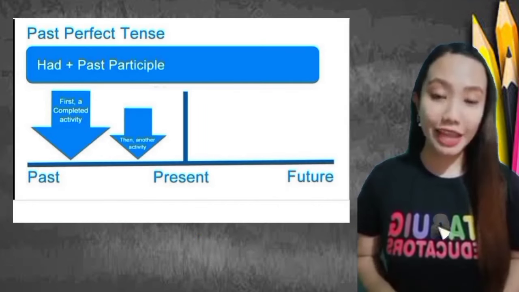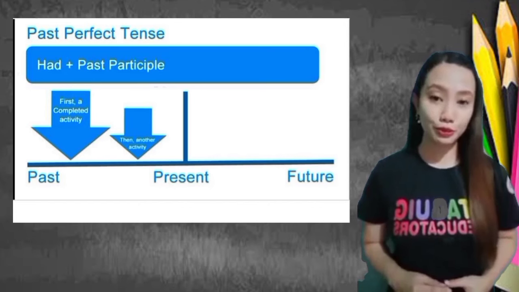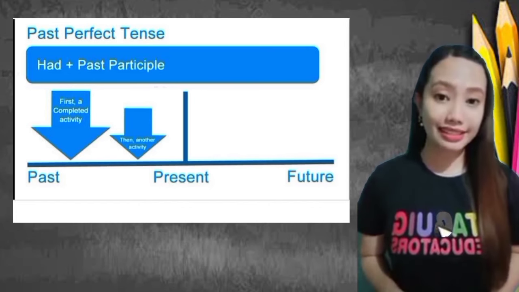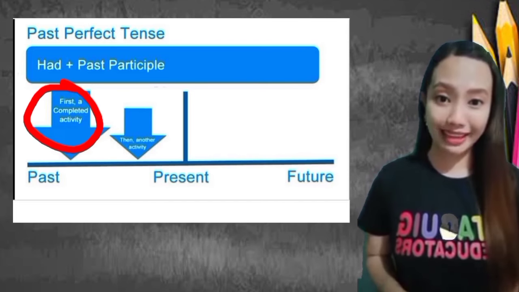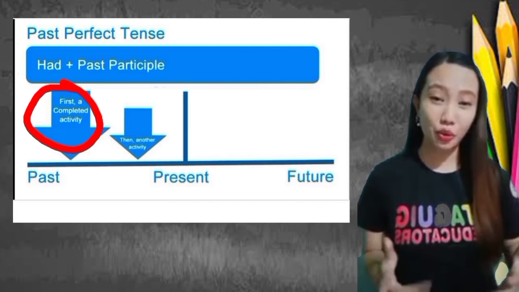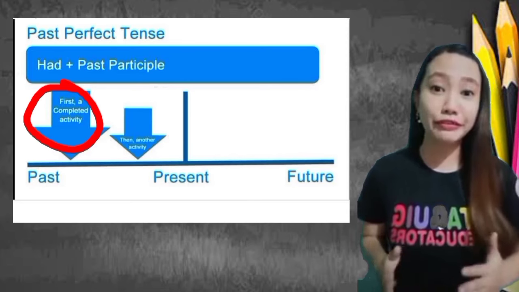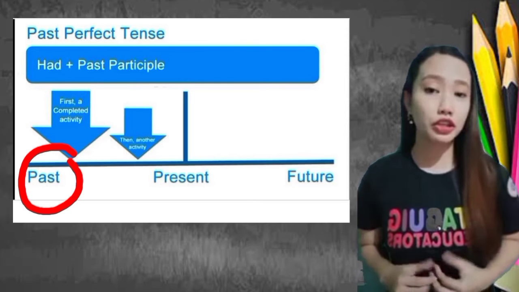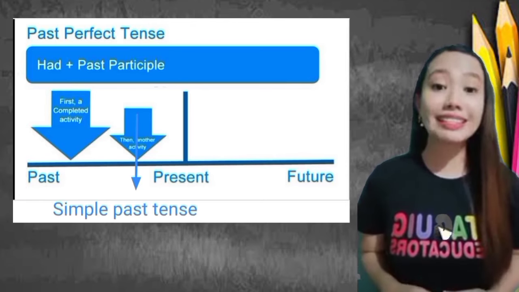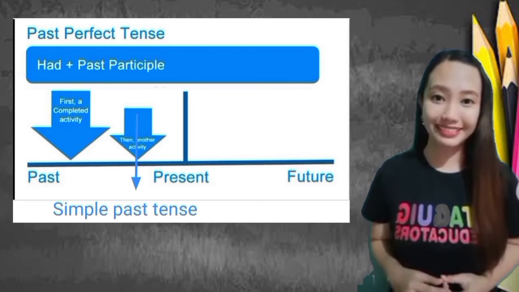Simple past tense and past perfect tense are both used to talk about things that happened in the past. However, we use the past perfect tense to talk about an action or event that happened before another action in the past, which is usually expressed by the simple past tense.